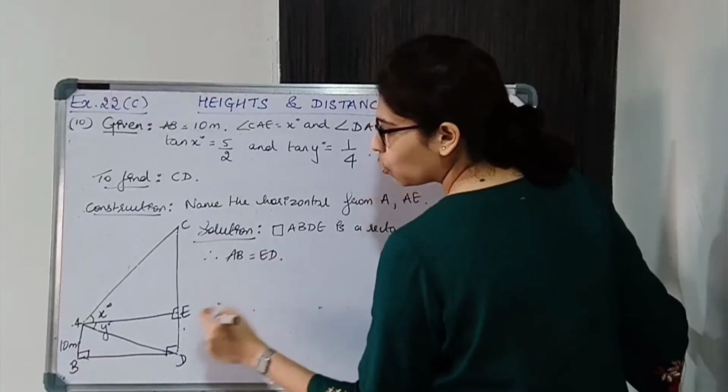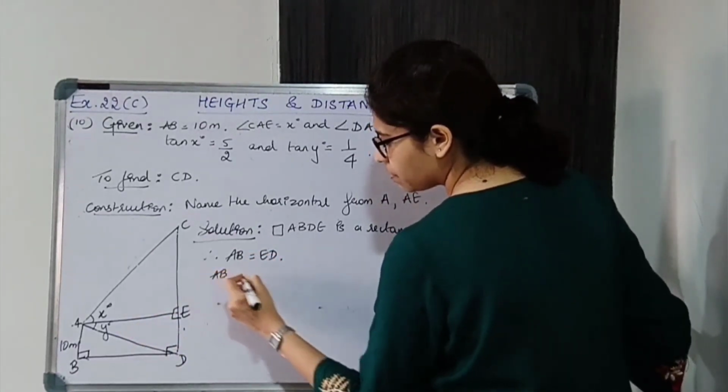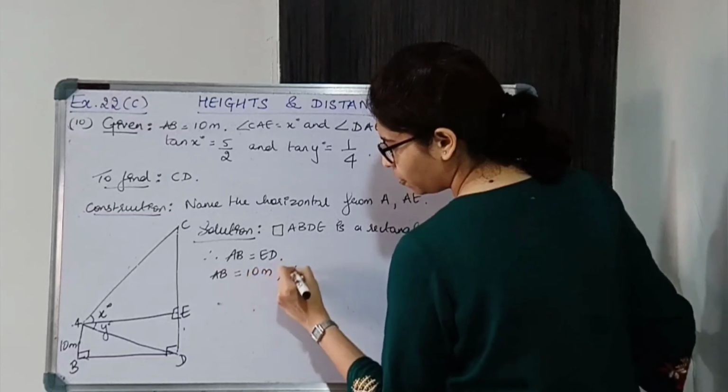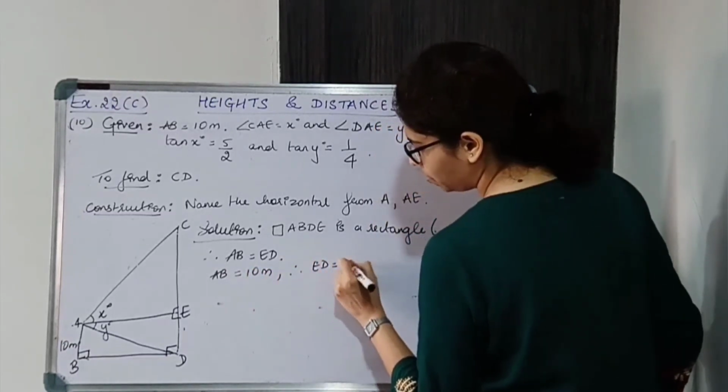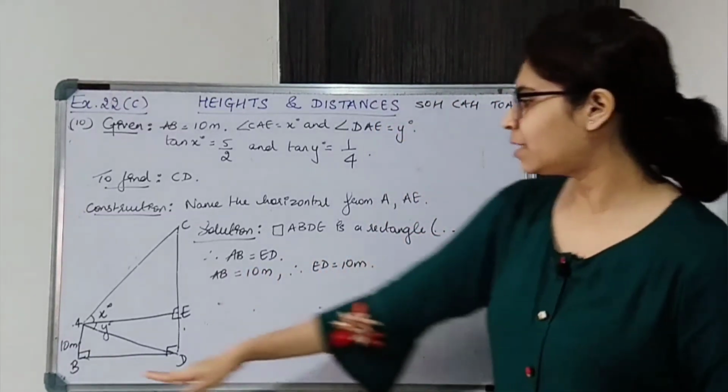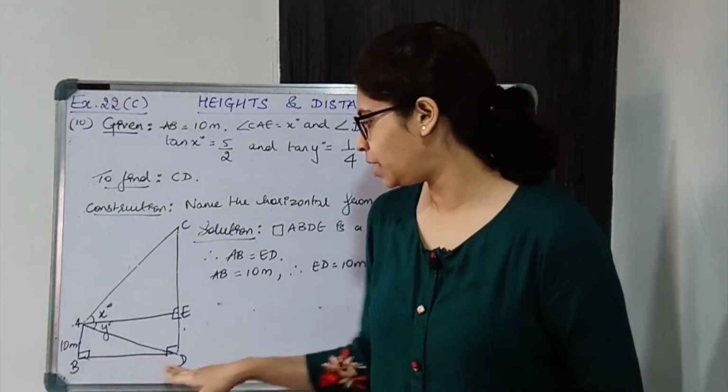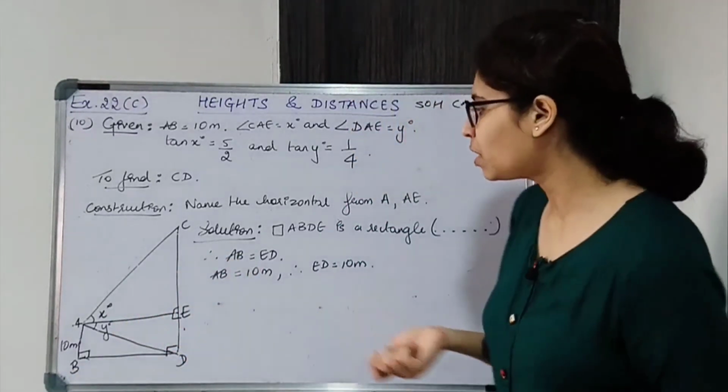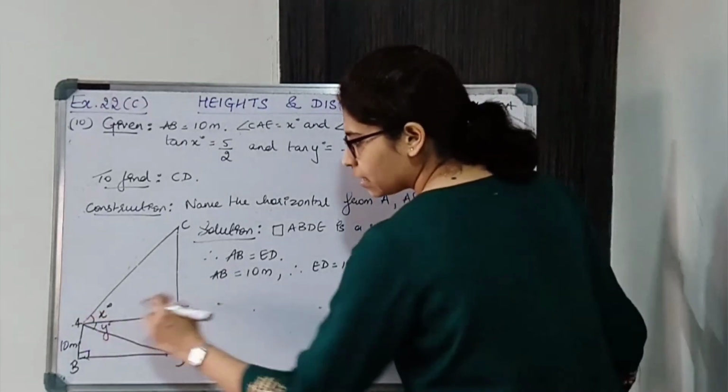Okay, so AB is 10 meters, therefore ED is also equal to 10 meters. Okay, BD is not required here, so I'm not considering BD equal to AE over here. Okay, now we'll consider triangle DAE.